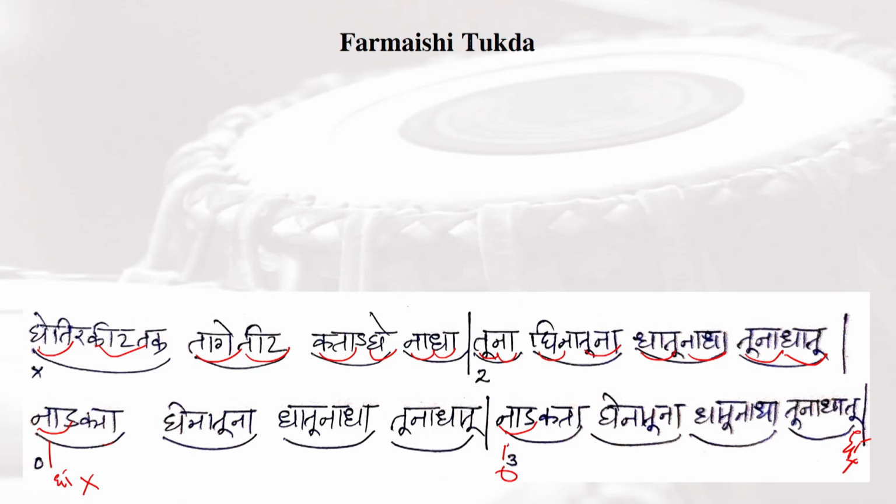Let's recite this tukda. Natin tin natak din ghetir kritak tageti kata ghena dhatu na ghena tu na dhatu na dhatu na dhatu na kata ghena tu na dhatu na dhatu na dhatu na kata ghena tu dhatu na dhatu ghetir kritak tageti kata ghena dhatu na ghena tu na dhatu na dhatu na dhatu kata ghena tu na dhatu na dhatu na dhatu na kata ghena tu na dhatu na dhatu na dhatu na. It's coming on sum, khali, and again sum. So this is a Farmaishi tukda.